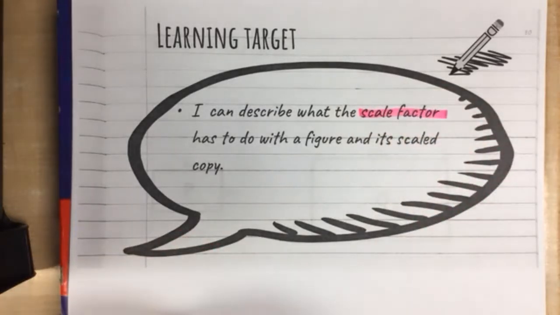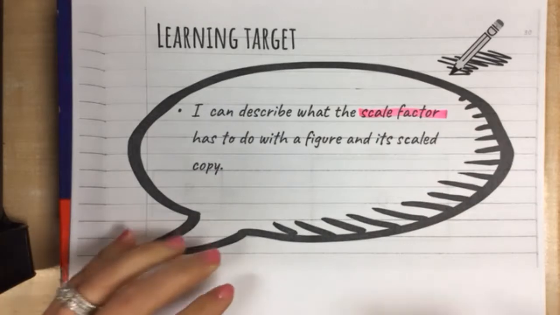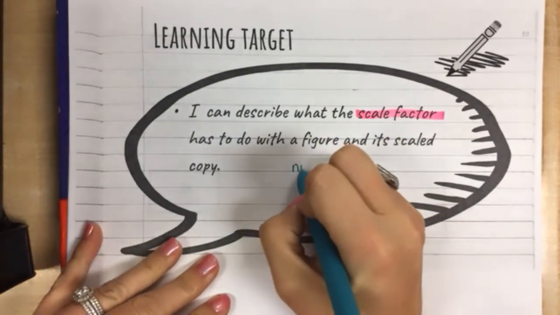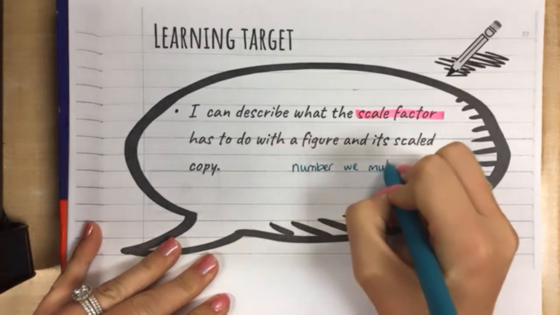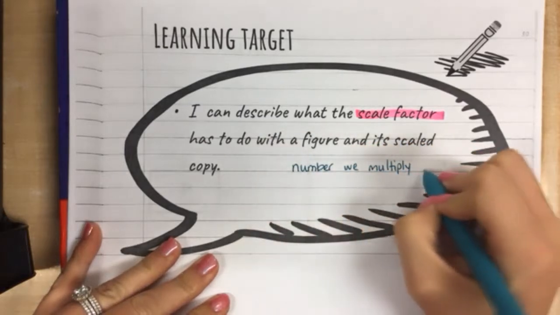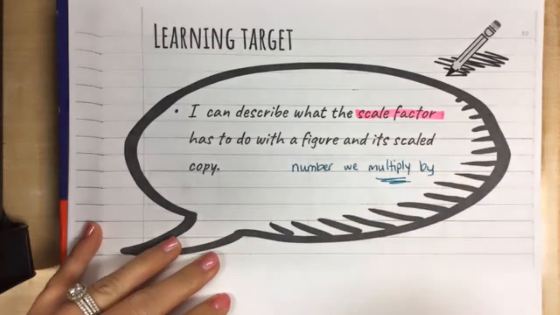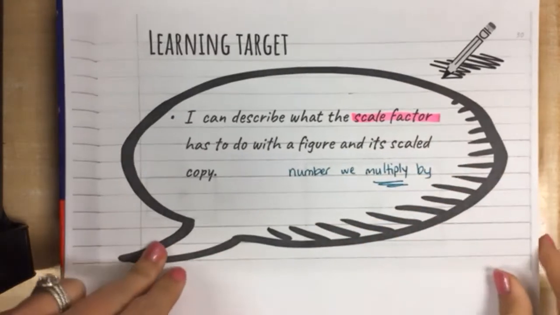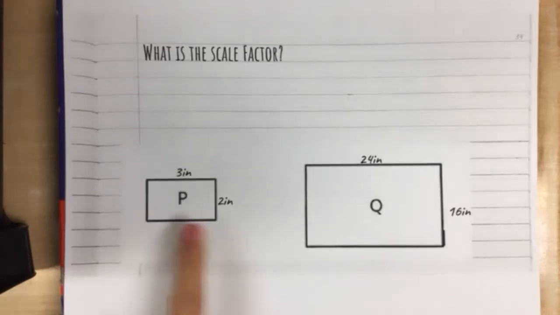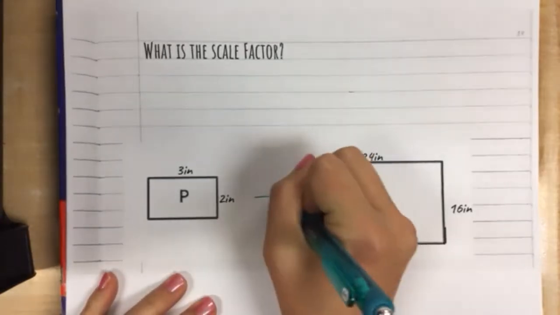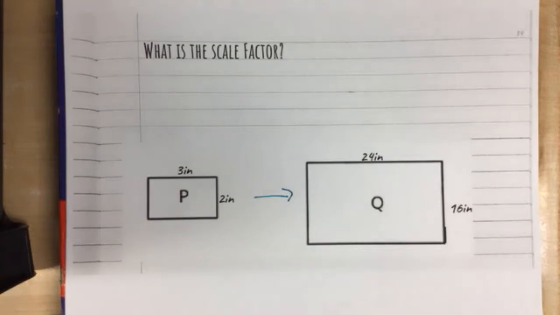Now, before we start, let's review what is the scale factor for two figures. Remember, that is the number we multiply by, okay? We can't add, we can't do anything, we have to multiply, all right? So let's do our first one. What is the scale factor for this original P to Q? So I'm going to draw an arrow here from P to Q.